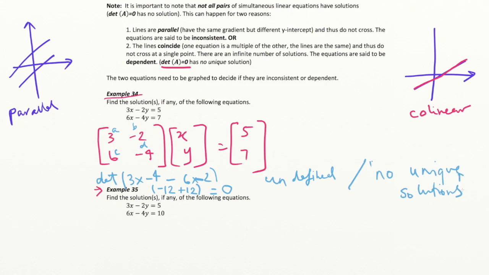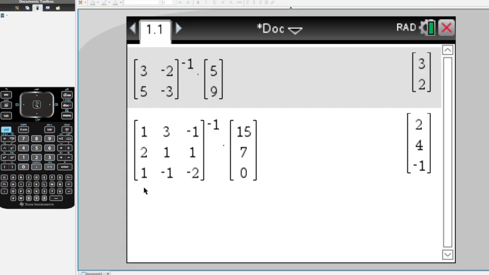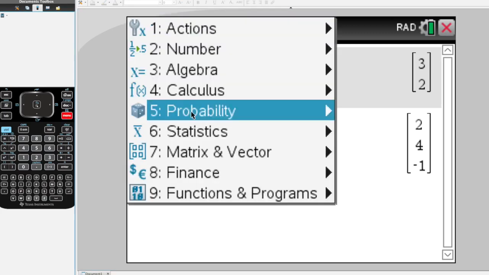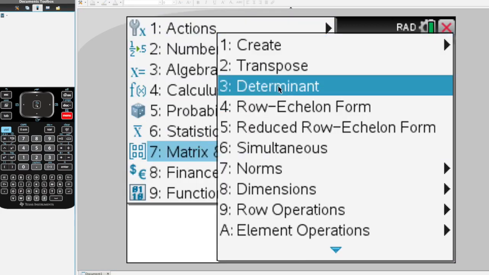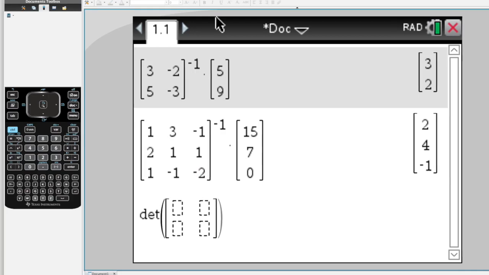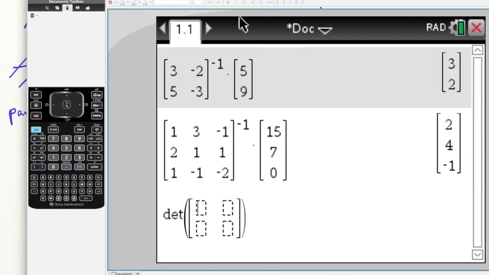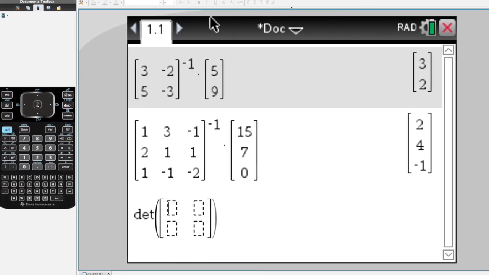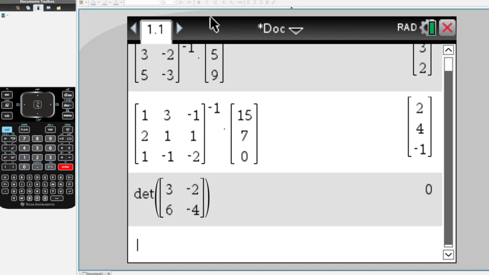To test the determinant on your calculator, because I haven't shown you that before, I'll quickly do it now. To find the determinant, you can either go to menu, matrix, vector, and 3, determinant, or you can just type in DET and it comes up as a function. Put in your matrix, if you remember what it is. 3, -2, 6, -4. And you'll see it comes up as 0.